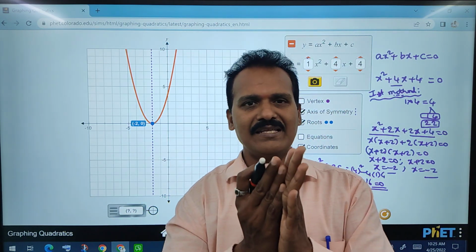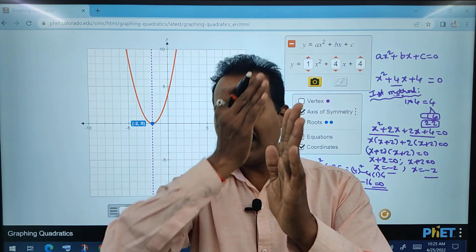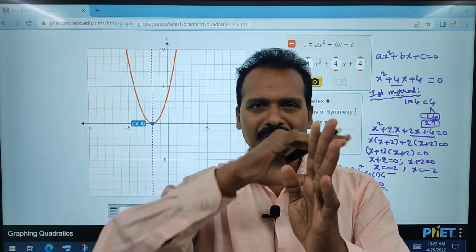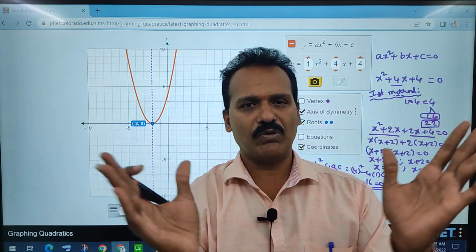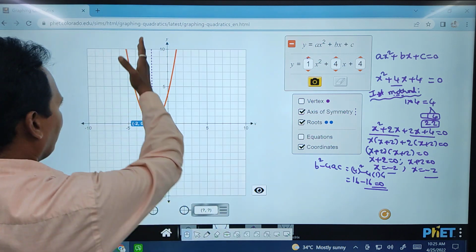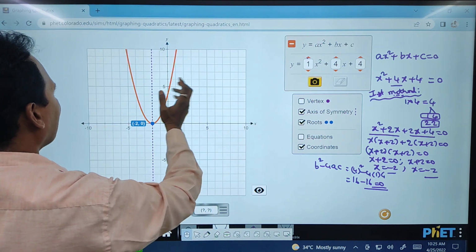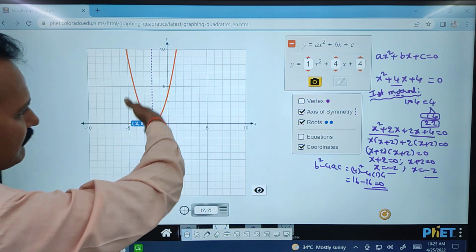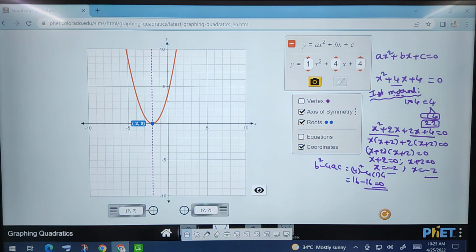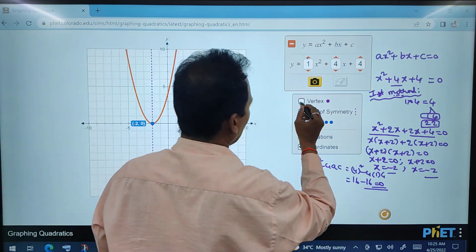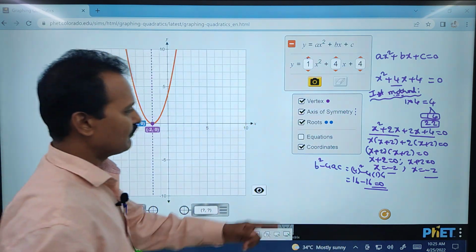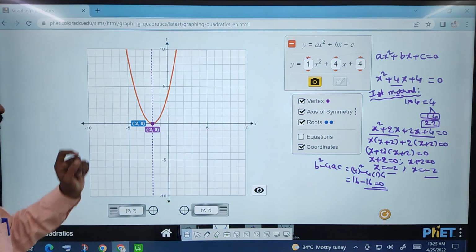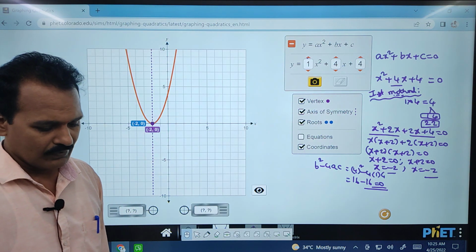So whichever line is the axis of symmetry will divide the entire graph, or whatever it may be, the entire picture into two equal parts. So here from this line, the right side and left side are both equal parts. That one we will call the axis of symmetry. And what about the vertex? Here the vertex and this root are both equal. The vertex is also minus 2 comma 0 and the root is also minus 2 comma 0.